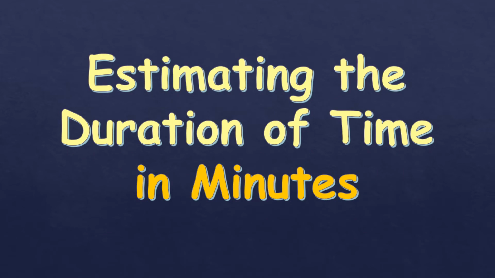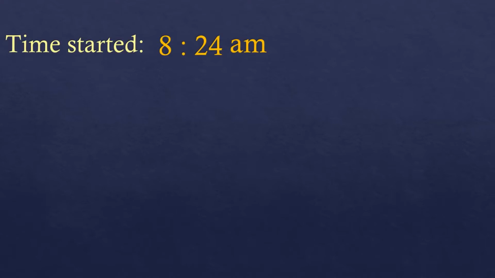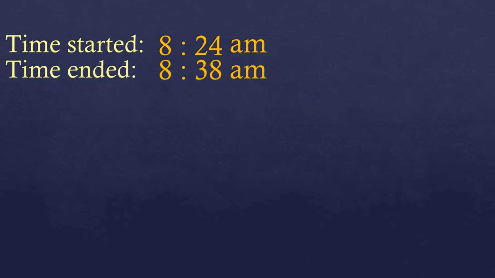So in this video, I'm going to talk about estimating the duration of time in minutes. So let's take, for example, we have time started at 8:24 in the morning and time ended at 8:38 in the morning. And we want to know the estimated elapsed time in minutes. And so we basically get the elapsed time by subtracting the time ended from the time started.